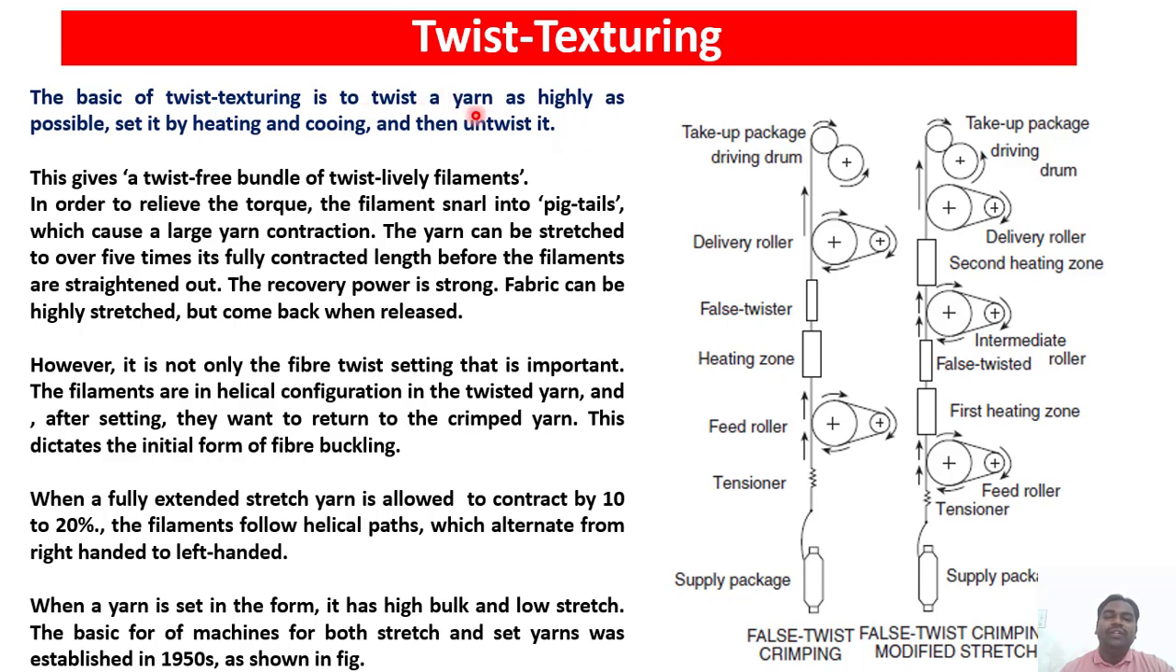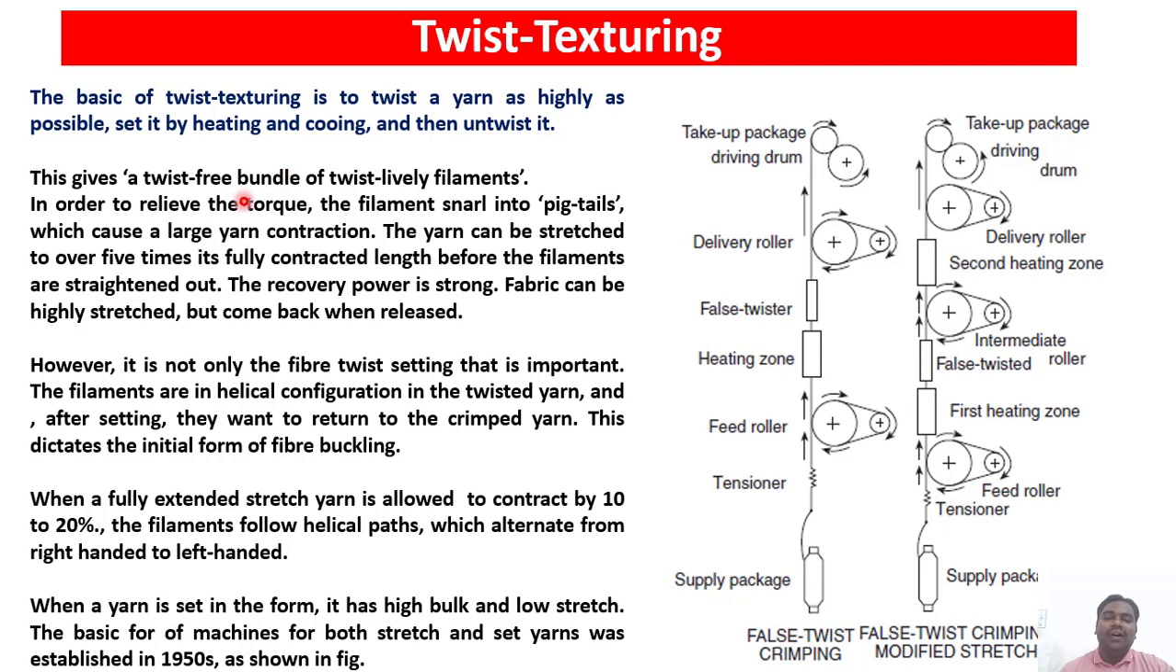to first twist that yarn for disorientation of the filament. Next, we need to do the heating, where it is set into different forms, and then we need to do the cooling process. After that, we need to do the untwisting of this set yarn or cool yarn, so you'll get the texturized yarn. So from this you'll get the twist-free bundle of twist-lively filament.